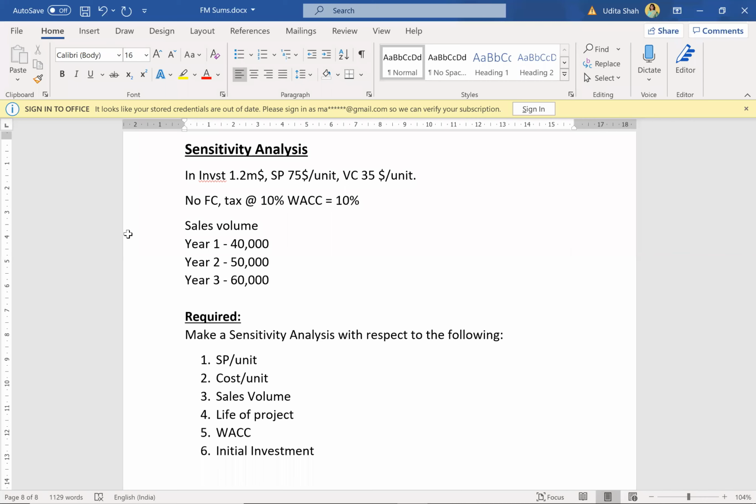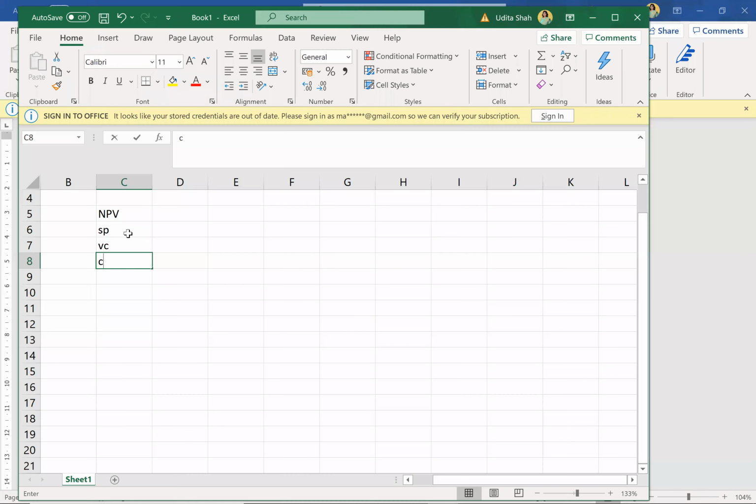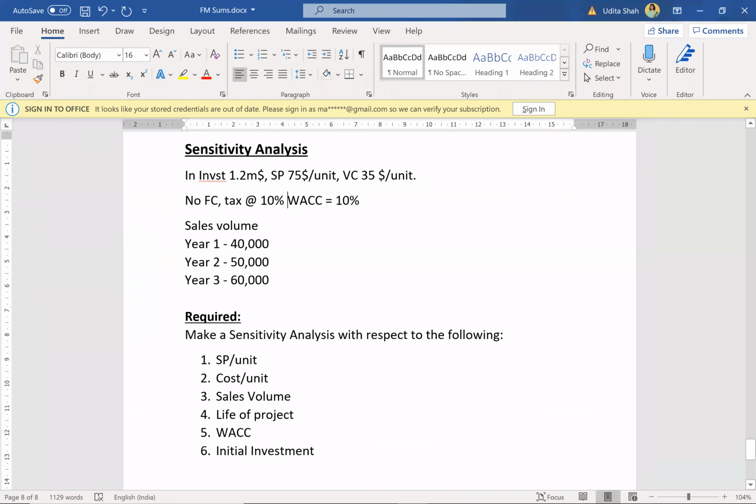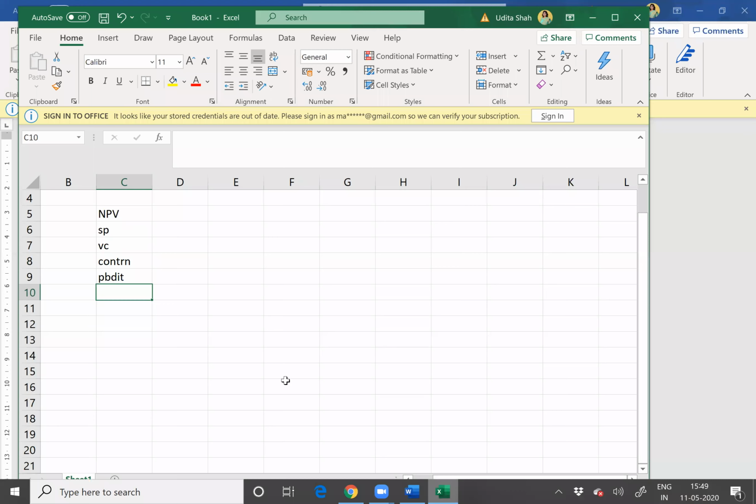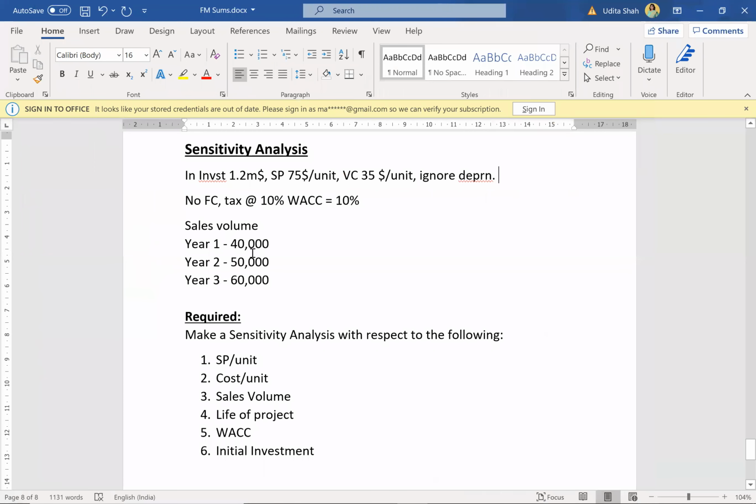So like always, we do selling price minus variable cost, therefore contribution, minus fixed cost. There is no fixed cost. So PBDIT. I'll add one more thing over here: ignore depreciation. So no fixed cost, and we are ignoring depreciation because the problem has not said anything. So I added that adjustment.